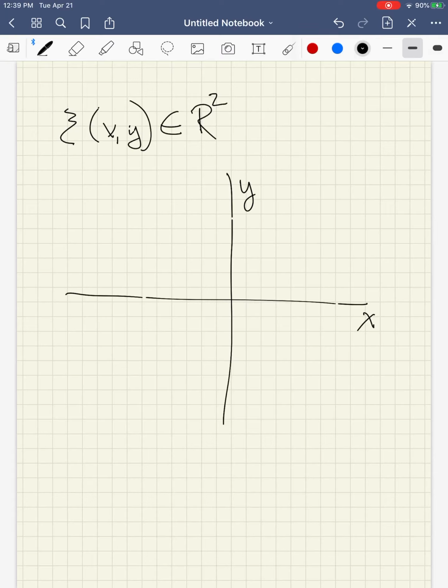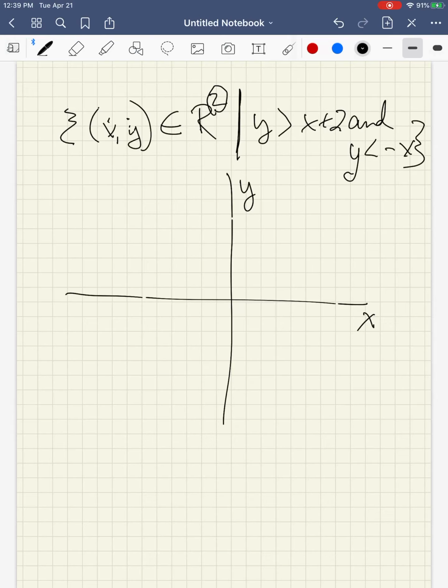And it's r squared, but it's not really r squared. It just tells me that we have two dimensions, x and y. That's why this 2 is here. Okay, such that y is greater than x plus 2 and y is less than -x. Close the brace. So all of that, that's called set builder notation.